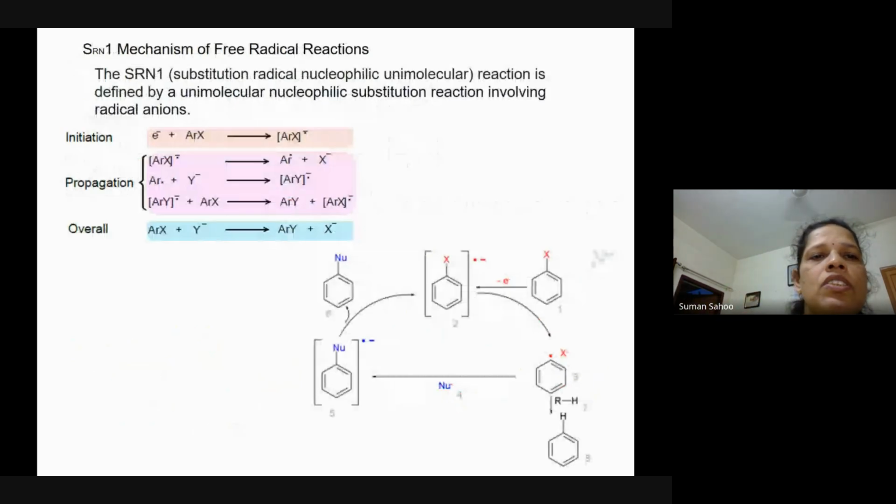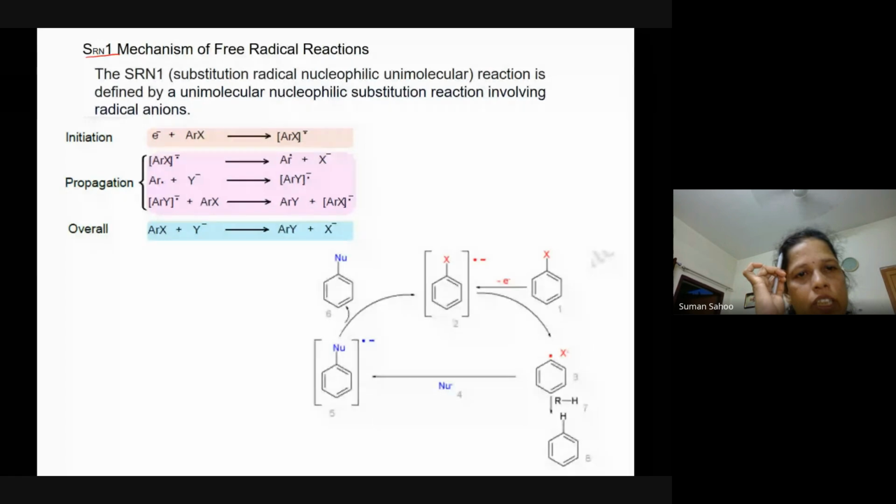First one is your SRN1 mechanism of free radical reaction, that is substitution radical nucleophilic unimolecular reaction, because the rate of reaction depends only on the concentration of one of your substrate. Okay, this involves your radical anions. So first what happens, it generates a radical anion, ArX takes one electron to give you ArX dot minus.